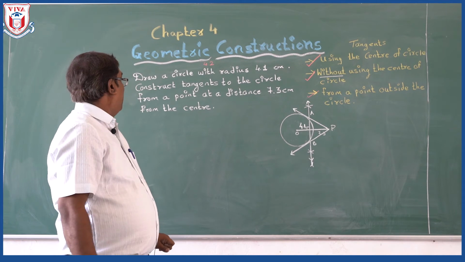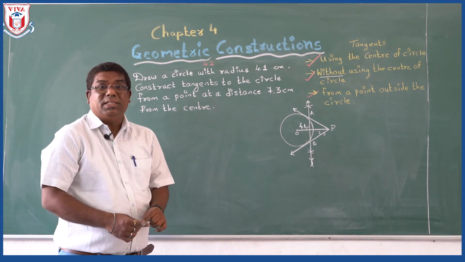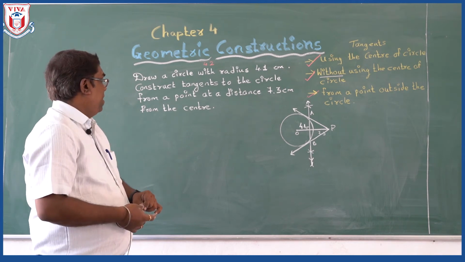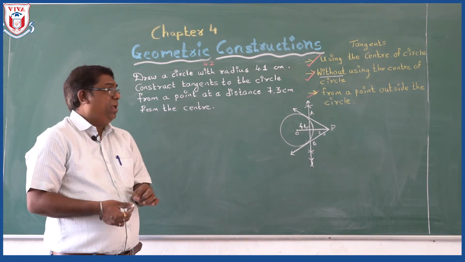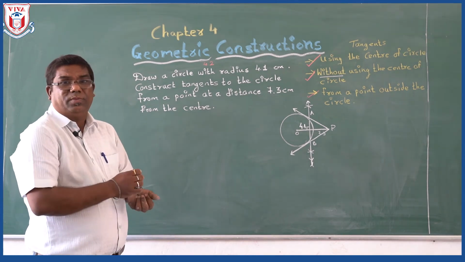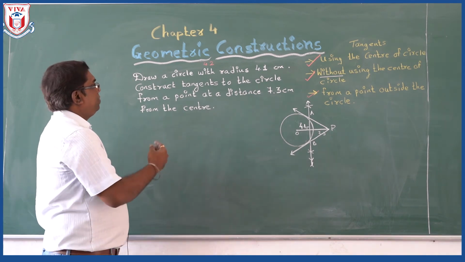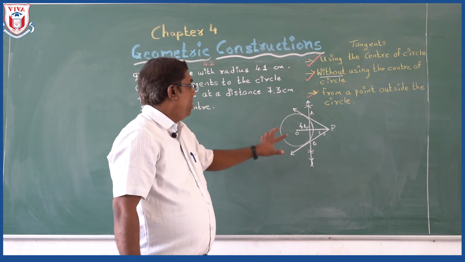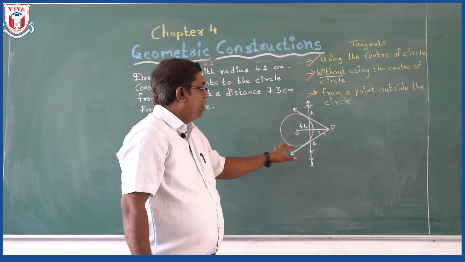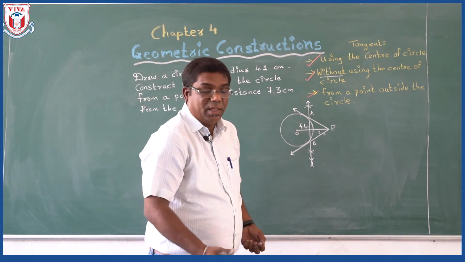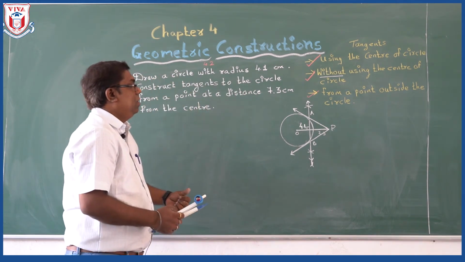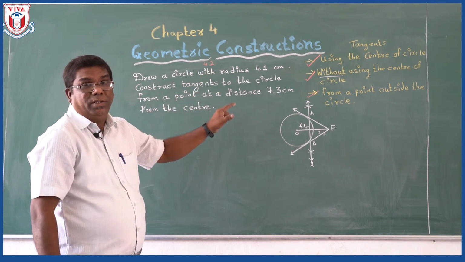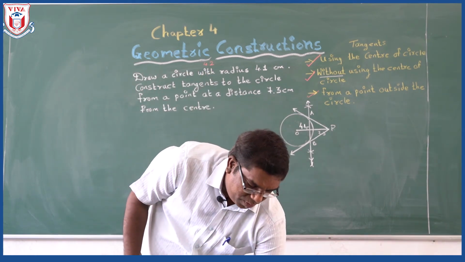Then further, from a point at a distance of 7.3 centimeters from the center, you are supposed to construct the tangents to the circle. Okay, we will check it out. First, make a rough figure, then go with the circle. Whatever requirements are there, you are supposed to follow. The question demands a radius of 4.1 centimeters, so we will go with 4.1 centimeters.